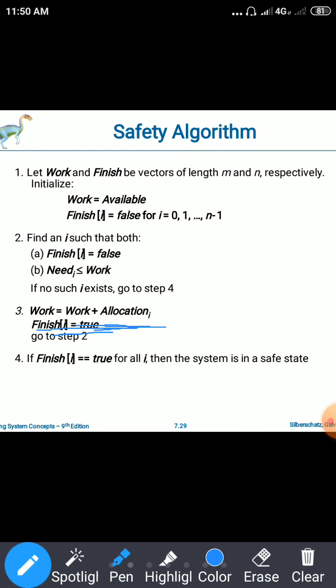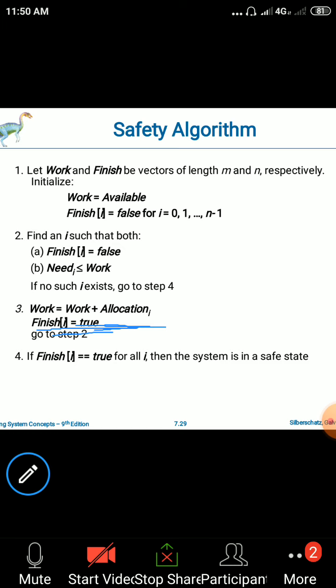And next, if that condition is not true, then we'll move back and we'll consider one more process. Understood? Any doubt in this?